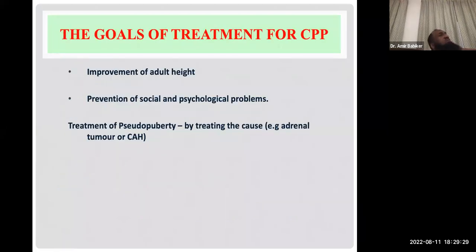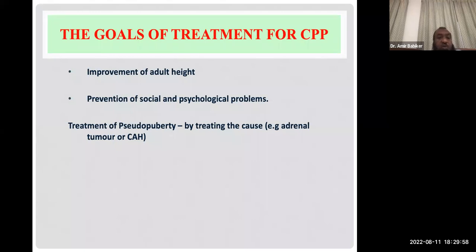So why do you treat patients for precocious puberty? Because if they get precocious puberty early, this will close their growth plates. So their final adult height will be short. So you need to stop the precocious puberty from happening so the final adult height is acceptable. And also sometimes because they are premature in their mind, this can affect their psychology and can give them psychological trauma. So these are the purposes of treatment of precocious puberty.